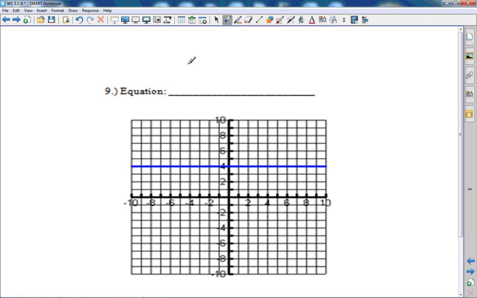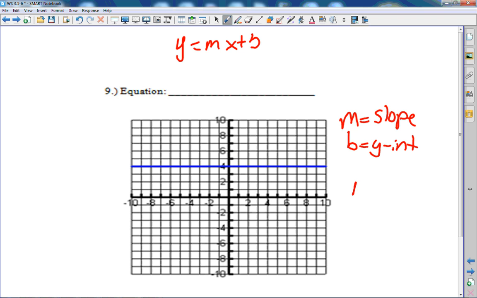The next one, the equation, pause the video, see if you can do this one. Remember, y equals mx plus b. m is the slope. b is the y-intercept. Let's find m and b. I have the y-intercept right here. It is 0, 4. For the slope, I have to figure out how do I get to this point right here? How many do I go up? I don't go up any, so I go up 0, but I go over 2.